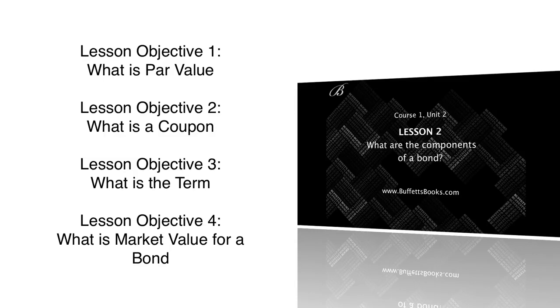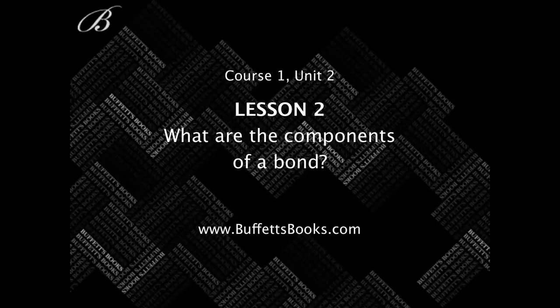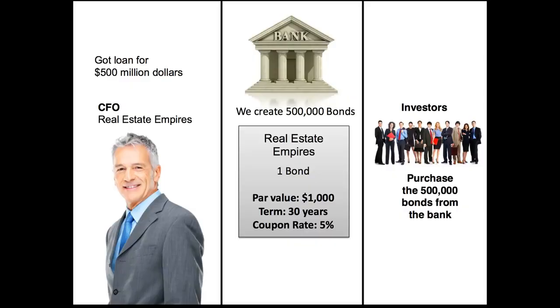Third is understanding the term, and the fourth is understanding market value. So let's get started. In lesson one, we had a scenario where we had a CFO named Jack, and Jack was responsible for getting a $500 million loan from the bank in order to build a new headquarters building for his company. And so the bank created 500,000 bonds, and they issued all these bonds down to the investors.